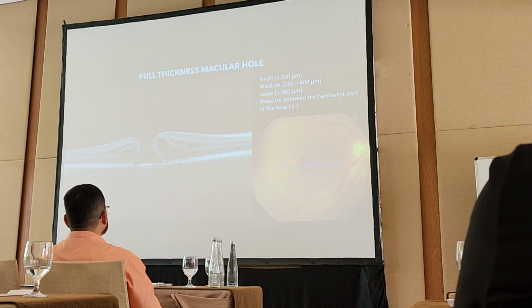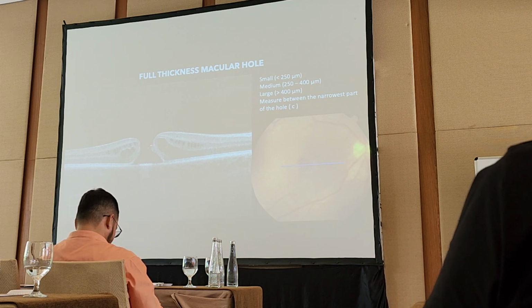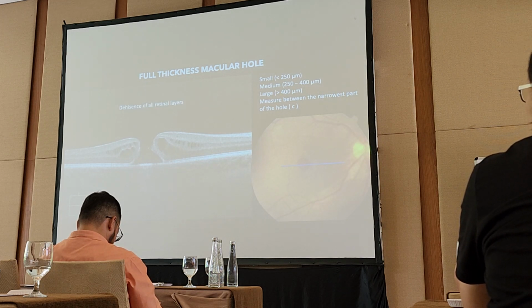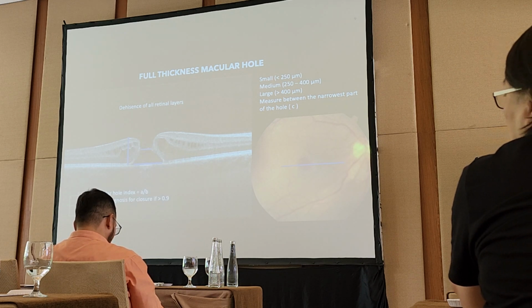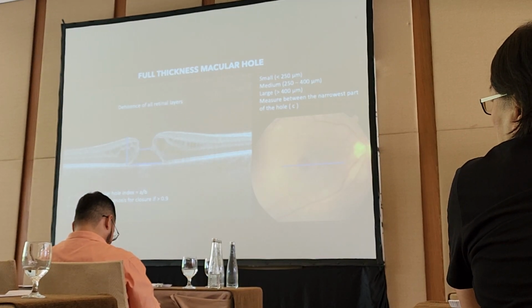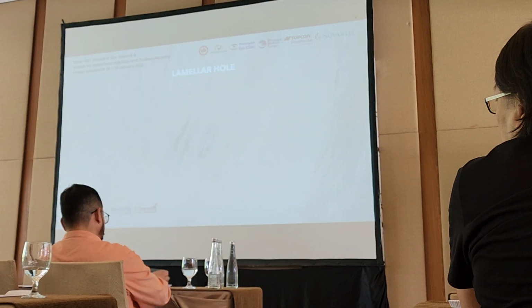We can differentiate it by size, whether small, medium, or large, and you have to measure it at the narrowest part of the hole here. You can measure it from the OCT device. Okay, with the retinal layers, we can measure the macular hole index. If the macular hole index is more than 0.9, it has a good prognosis of closure.